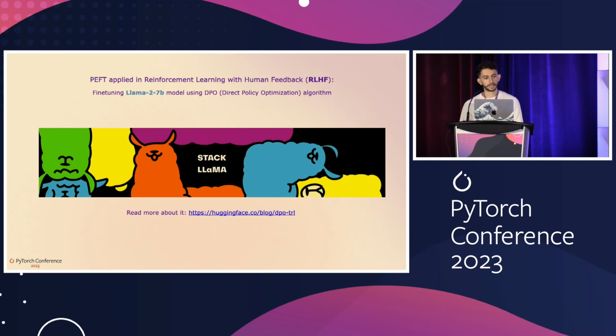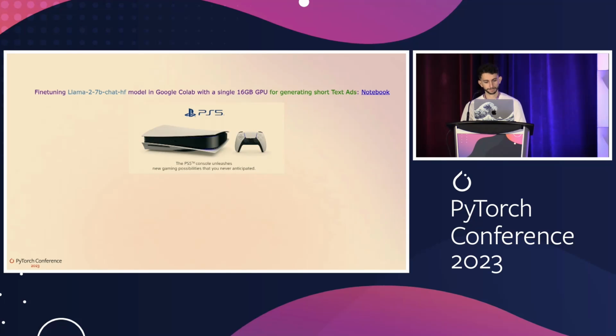There is a team at Hugging Face that used the library called Transformers Reinforcement Learning from Hugging Face to fine-tune LLaMA 7B using the so-called DPO algorithm, which is an RLHF algorithm. The produced model is called StackLLaMA because it has been fine-tuned on a preference dataset of Stack Overflow. And you can read more about it in this blog post.